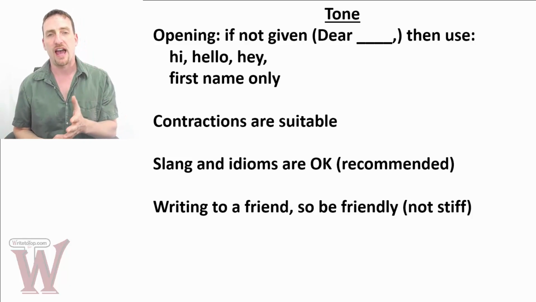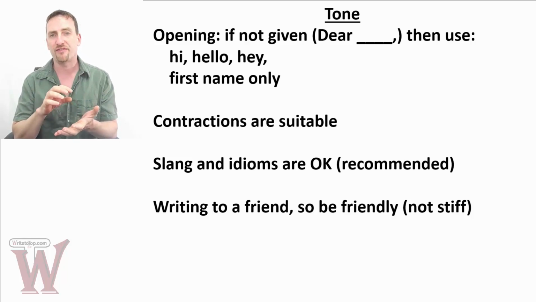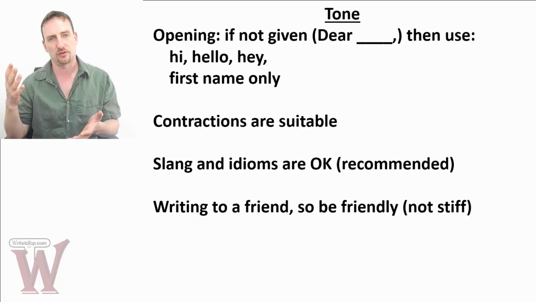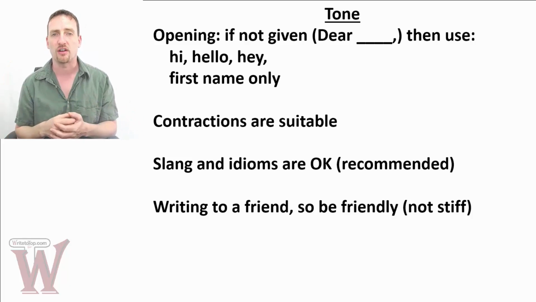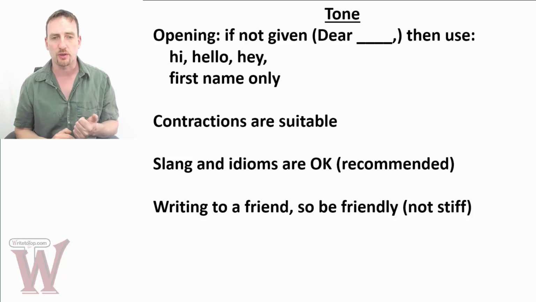Now, contractions are suitable. So in terms of how you're going to use I've, it's, don't, etc., all these things. In a formal letter, you say do not. In an informal letter, you say don't. It is, it's. Contractions are okay.